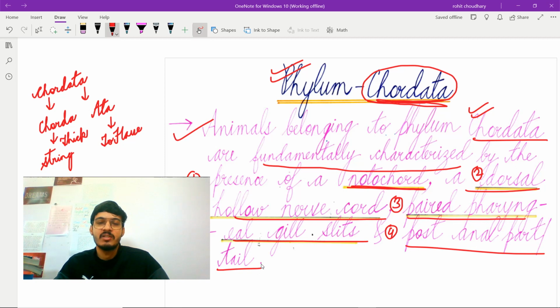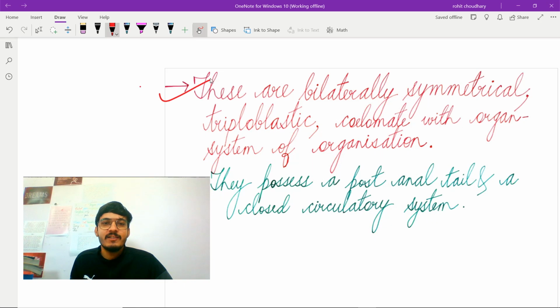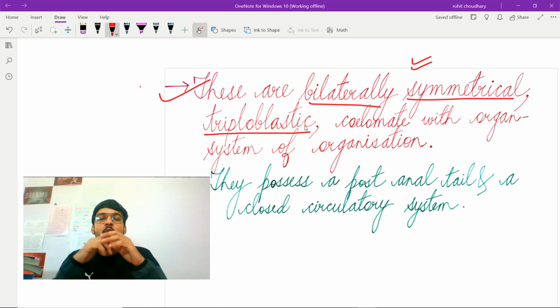So you should know these four basic characteristics: the presence of a notochord, a dorsal hollow nerve cord, paired pharyngeal gill slits, and a post-anal tail. The next feature is that they are bilaterally symmetrical, which means the body can be divided into two equal halves in only one plane. And they are triploblastic, which means all three germ layers are present, namely the outermost ectoderm, the middle mesoderm, and the innermost endoderm.